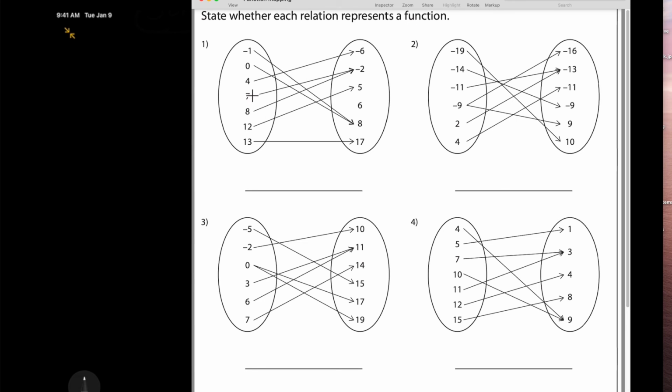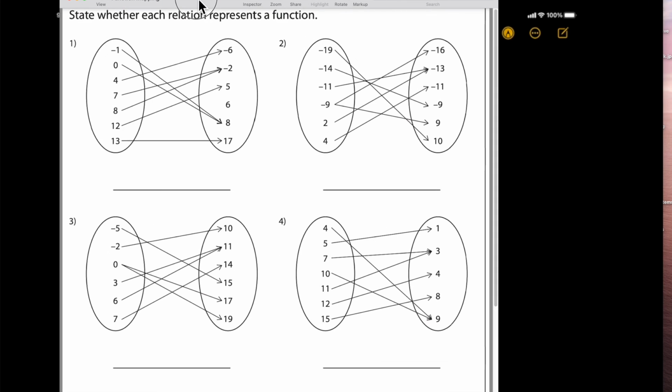Next one. This individual likes that ice cream. That's okay. These 2 individuals both like that ice cream. That's okay. This individual likes this ice cream. This one likes that ice cream. This is all okay. This is a function. Let's do the next one.